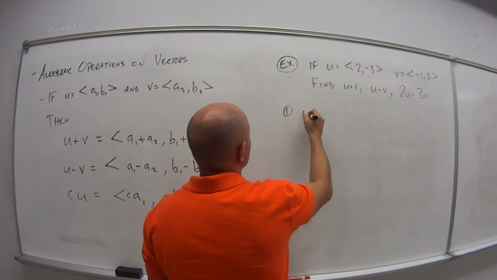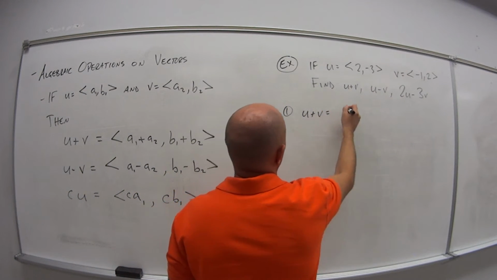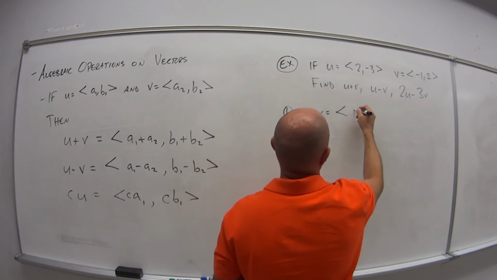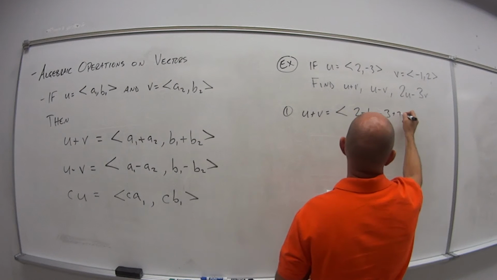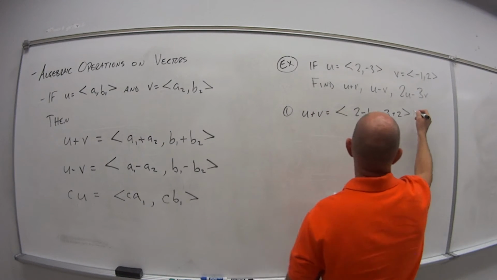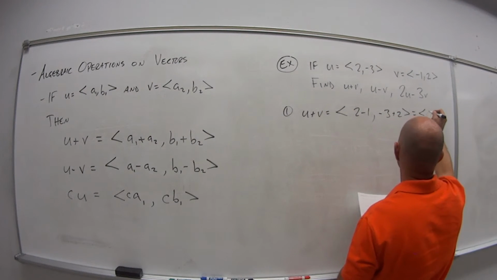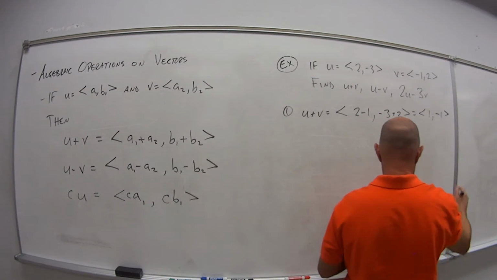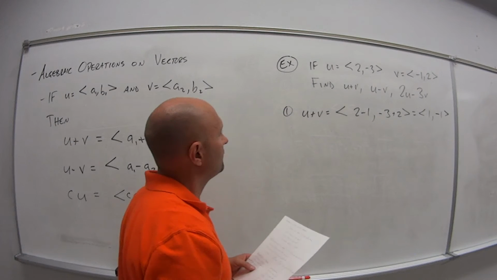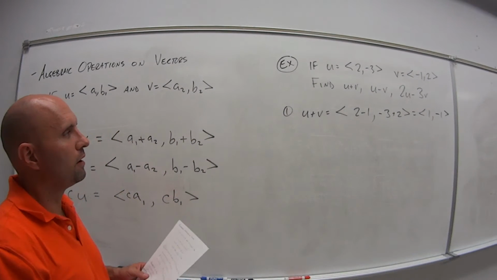So U plus V, I'm just adding 2 plus -1, and then -3 plus 2. So 2 minus 1 is 1. -3 plus 2 is -1. So U plus V gives me the vector (1, -1).